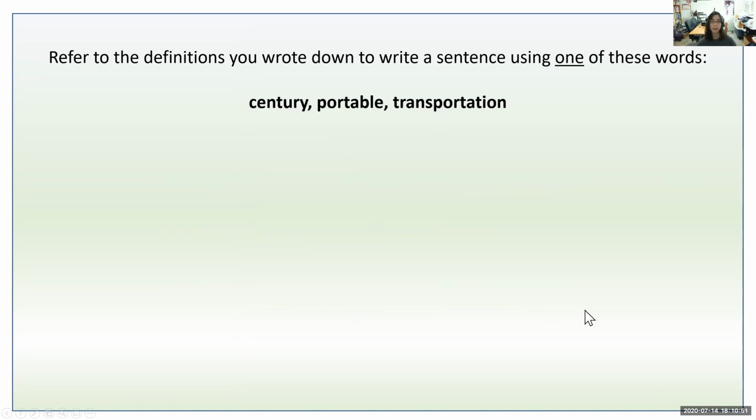All right, our next slide, we have the words century, portable, and transportation. So again, you can use your dictionary or another resource. And you can refer to the definitions, whether you wrote them down or if you have them in your dictionary, to write a sentence using one of these words. So I'll let you pause the video and do that.